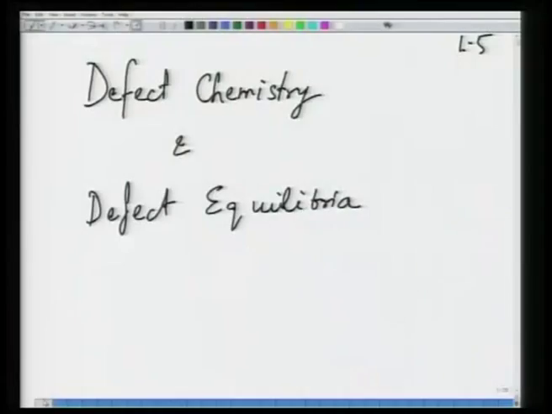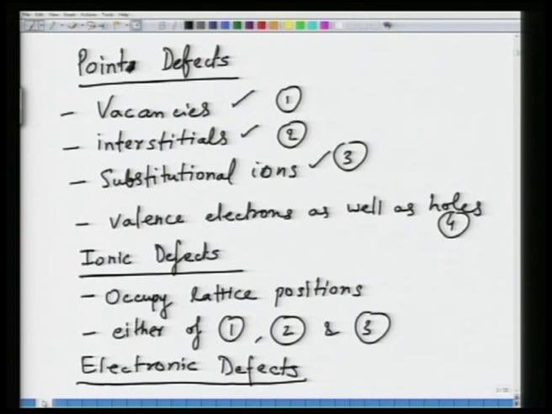Okay, so welcome to this new lecture. In the last lecture we started with the defect chemistry and defect equilibria in ionic solids or in electroceramics. There we introduced the concept of defects. There are various kinds of point defects such as vacancies, interstitials, substitutional ions, etc.